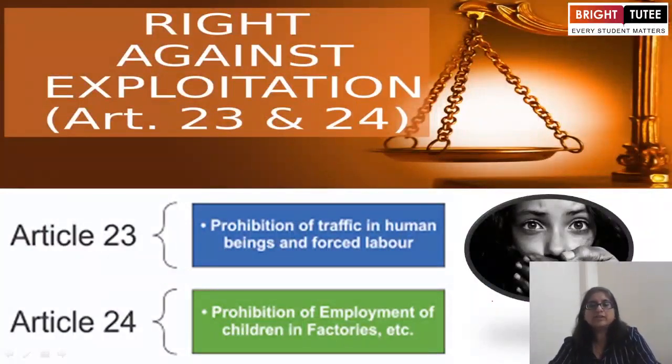Right against exploitation is under Article number 23 and 24: prohibition of traffic in human beings and forced labor, and prohibition of employment of children in factories.